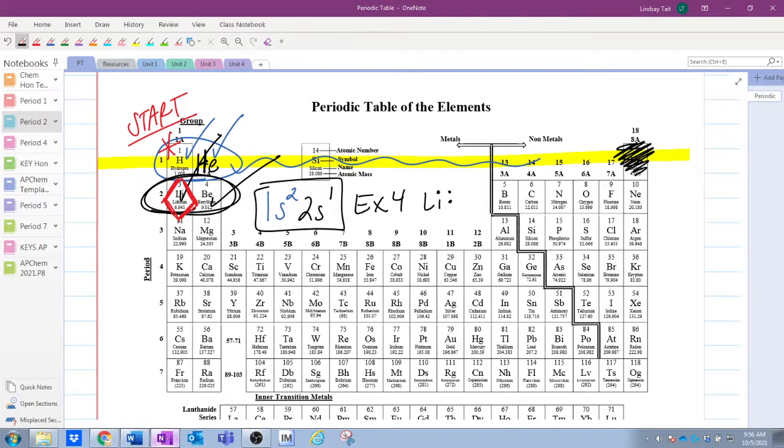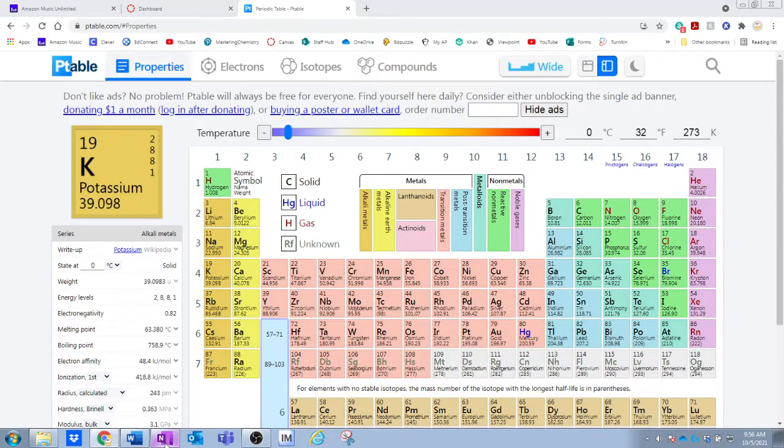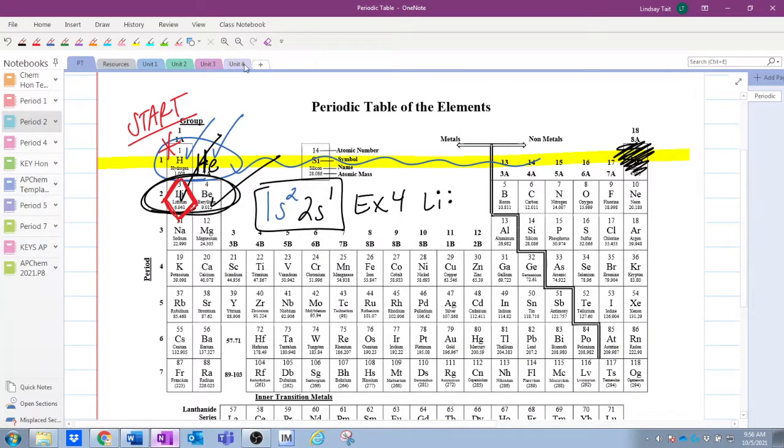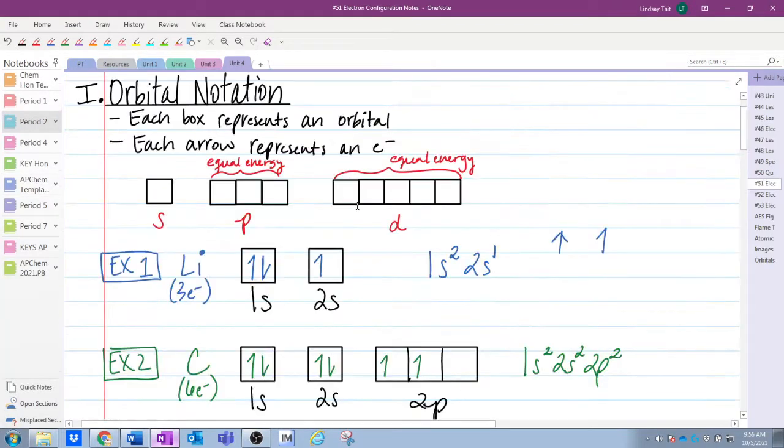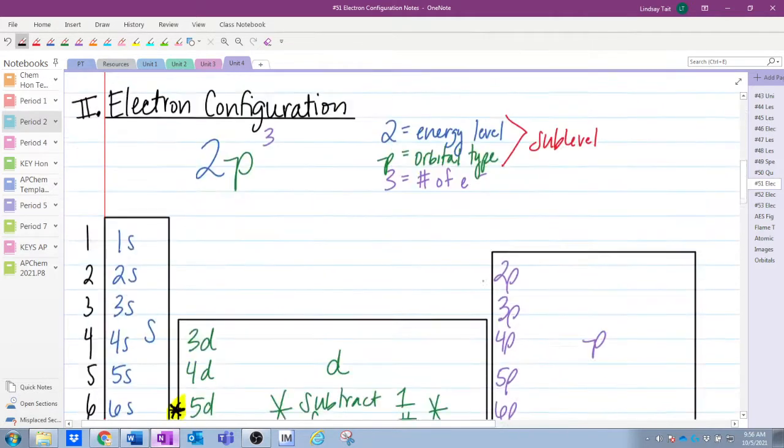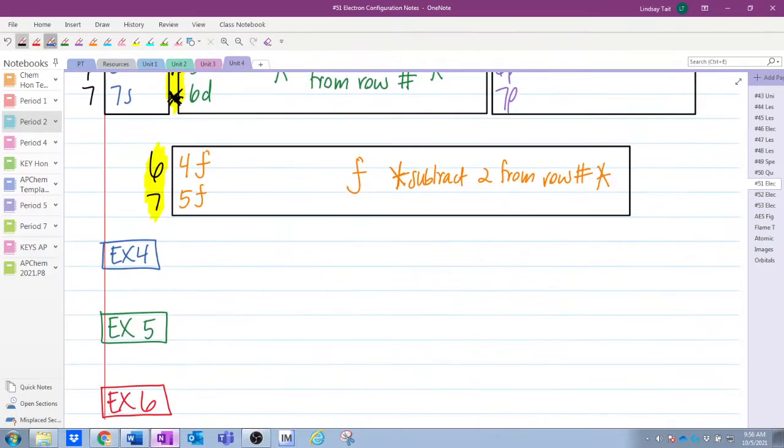Hey, guess what? Whoopsie, went the wrong way. You guys did this up here too. Oh look, 1s2, 2s1. You did it with the orbital notation, but now I showed you how to do it with the periodic table and no orbital notation. So again, make sure lithium, 1s2, 2s1.